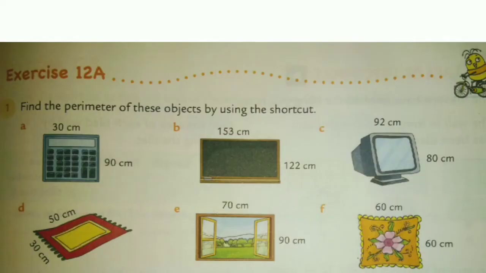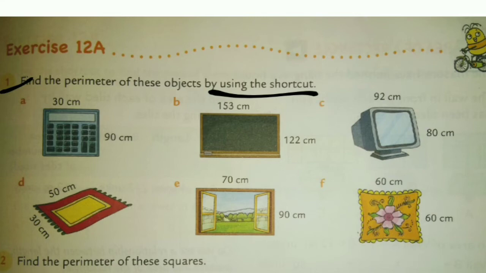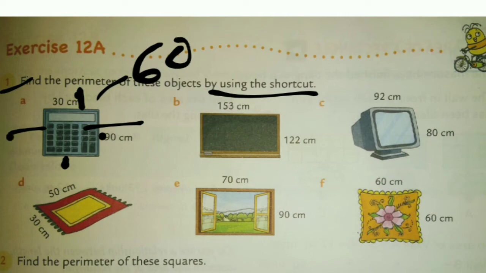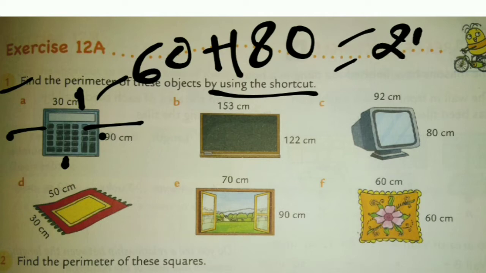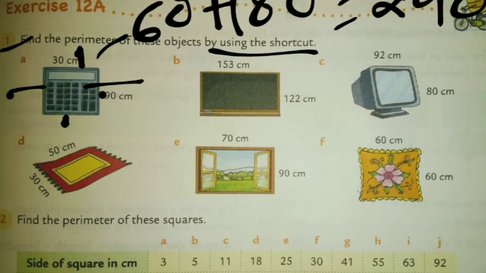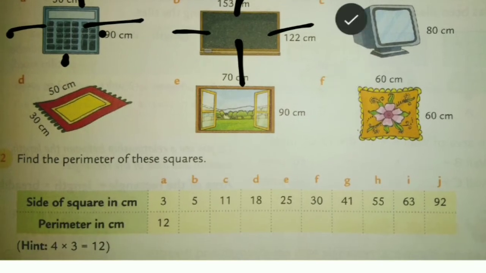Now we start exercise 12a. First question, find the perimeter of these objects by using the shortcut. Shortcut means the same formula we can use: 30 and 30, 90 and 90. What is the answer? 30 plus 30 is 60, and 90 plus 90 is 180, so that will be 240. Like this we have to solve. In this one, 153, 153, 122, 122. So we can add and we get the answer.